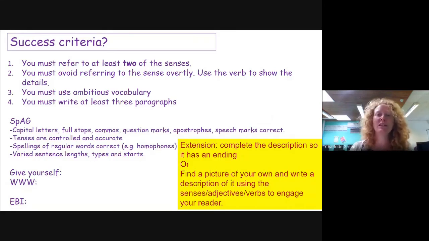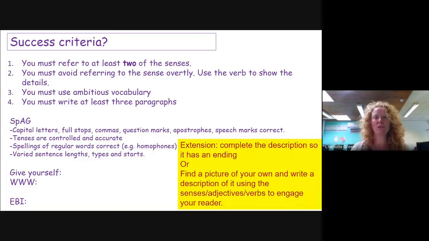This is another good opportunity to think about your spelling, punctuation, and your grammar. It's what we call SPAG. So have a little think. Have you used capital letters, full stops? Maybe you've used a wider range of punctuation as well, such as apostrophes or speech marks, even perhaps a semicolon, hyphen, or a colon. Have you stayed in the same tense? So is it all in the present or all in the past? Do your spellings look okay? Don't worry if not. This is how we learn and improve. And have you maybe got some different sentence lengths in there? Perhaps some different sentence starters.